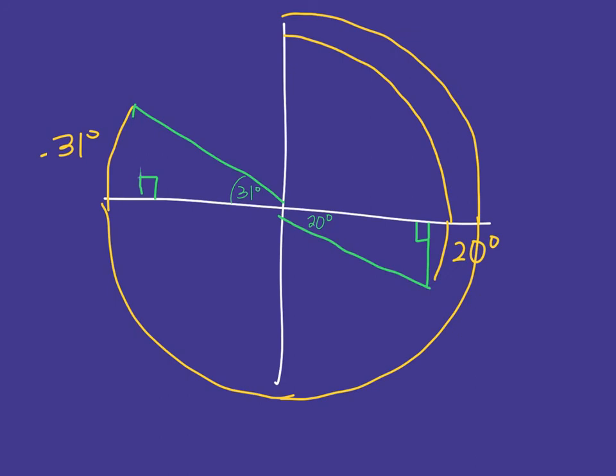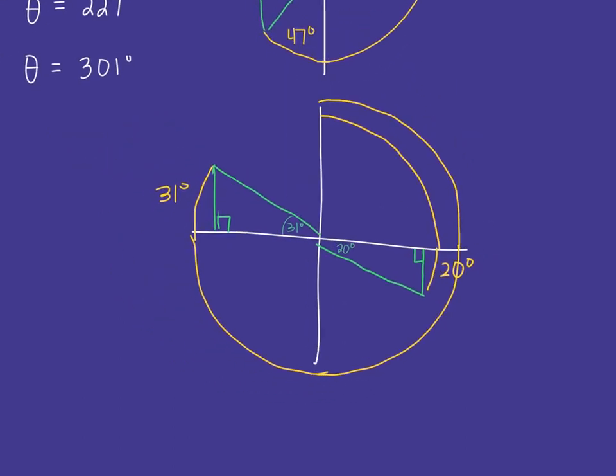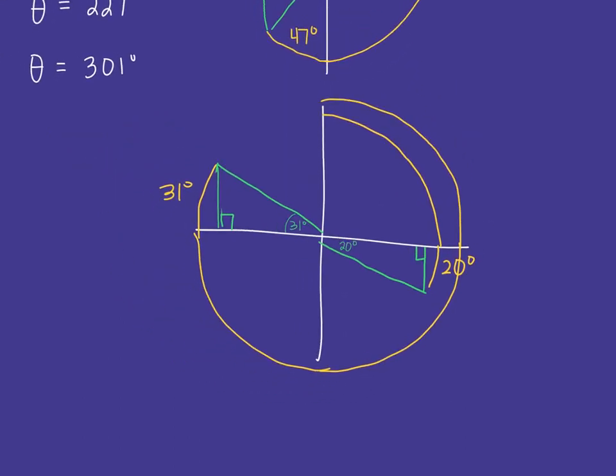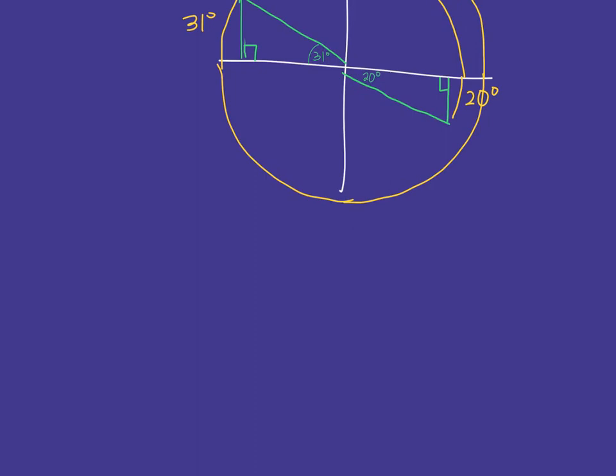So quadrants 2 and 4, when you draw the reference triangles, behave the same. Quadrants 1 and 3 behave differently. Okay, any questions on that so far? Okay, so now let's do some actual problems where we would use a compass heading.